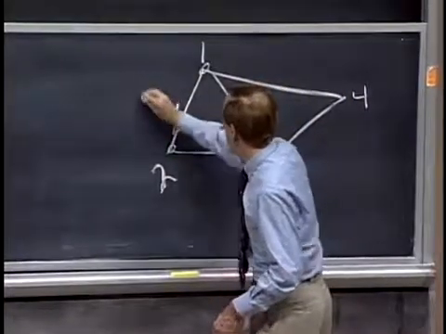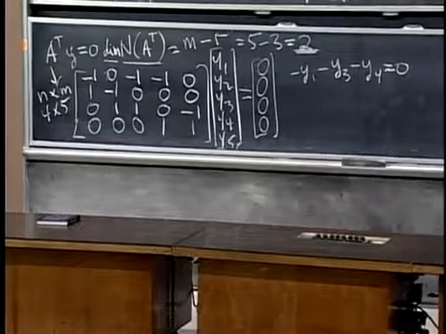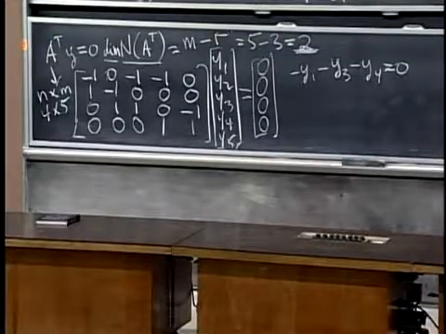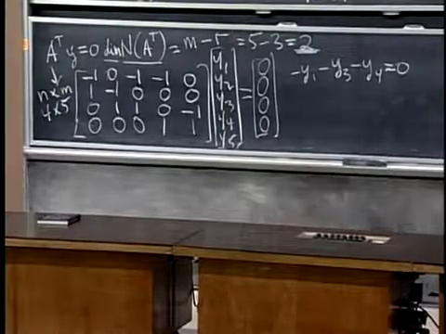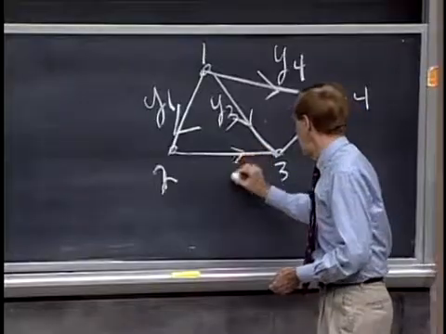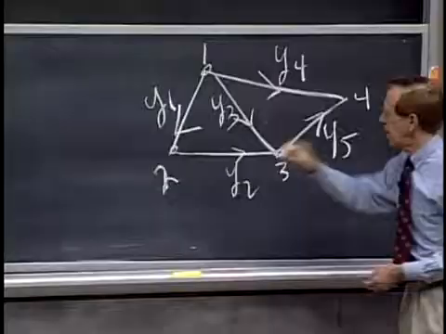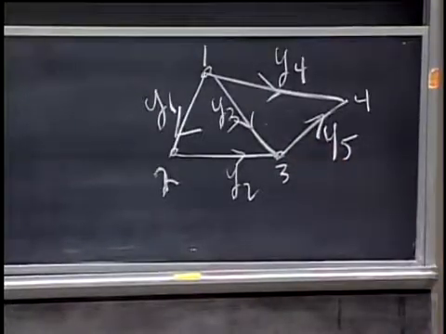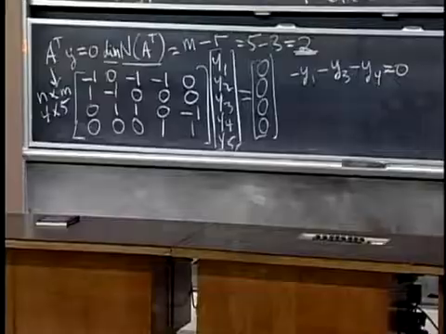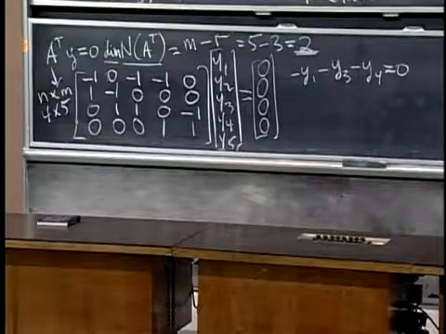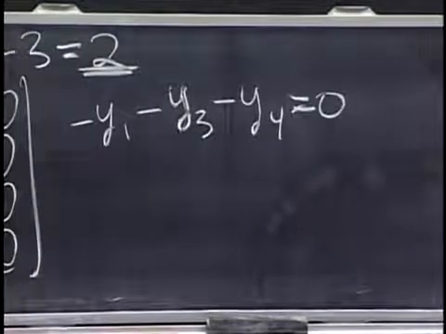We had a current Y1 going there. What are those edge numbers? Y4 here and Y3 here, and then a Y2 and a Y5. I'm just copying what was on the other board so it's convenient to see it. What is this equation telling me? This first equation of Kirchhoff's current law. What does that mean for that graph?